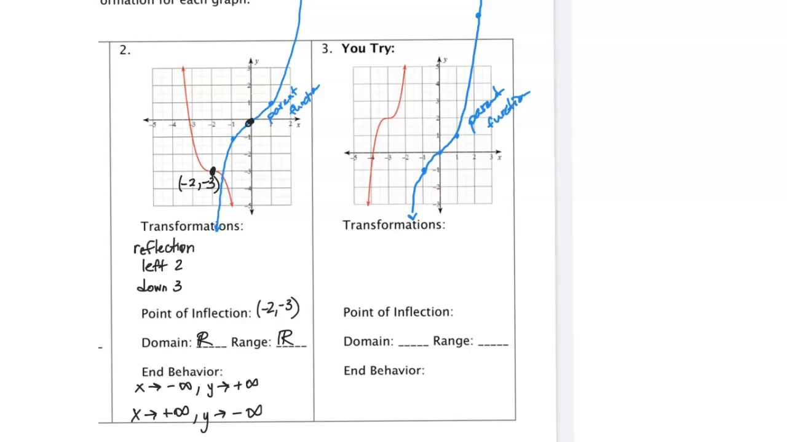All right, so we have number 3. Again, my attempt at drawing our parent function here on this graph. In comparison to the graph that you've been given, go ahead and try number 3 and then check your work. And here we have our answers.